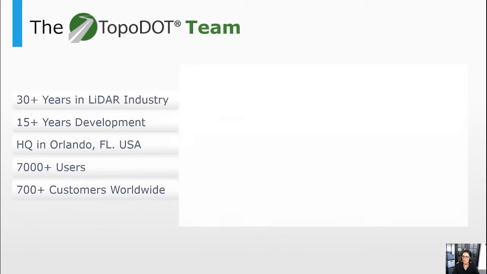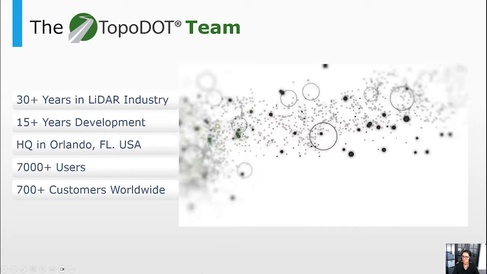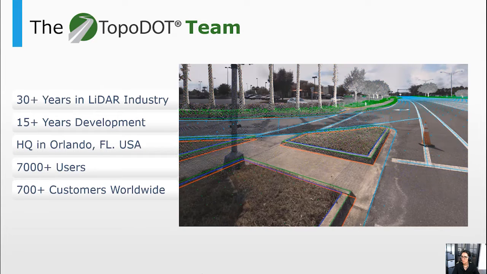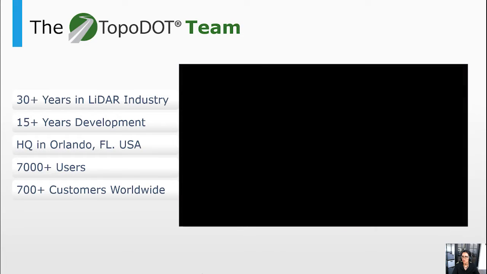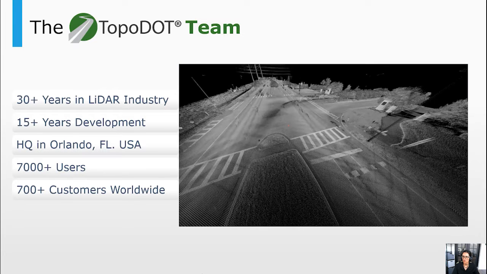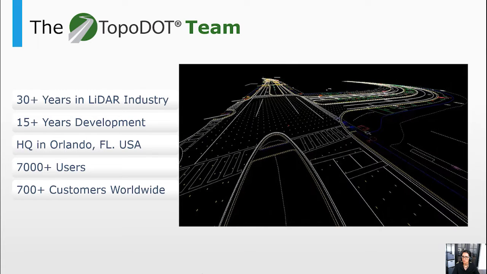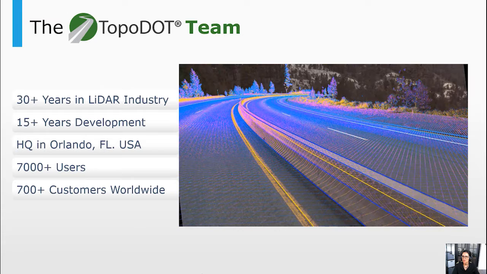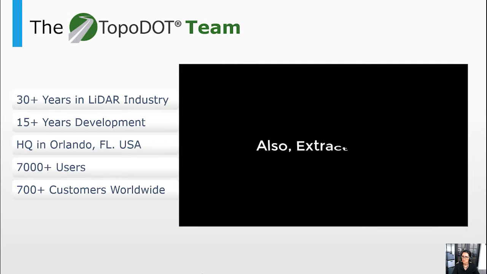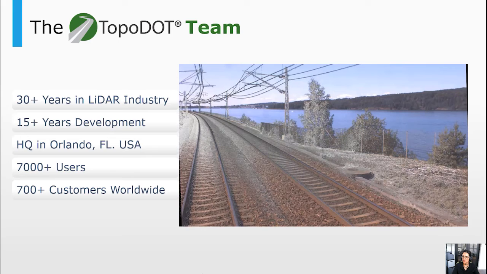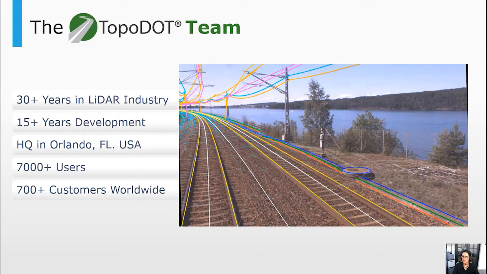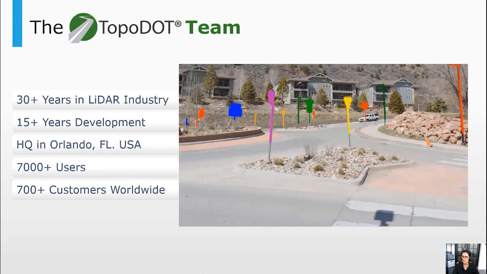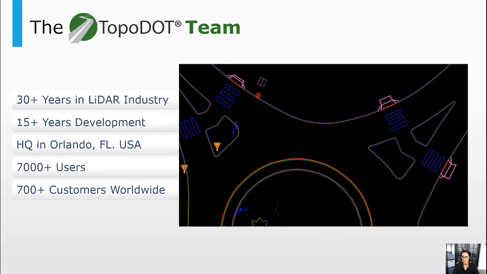In a nutshell, TopoDOT is an application for the Bentley environment that allows you to bring in point cloud data, calibrated imagery, orthophotos, GPS information, and all related information to build your 3D model, 2D model of these as-built conditions. And we try to do it in the most automatic yet most controlled manner, giving you the efficiency to create and verify at the same time.